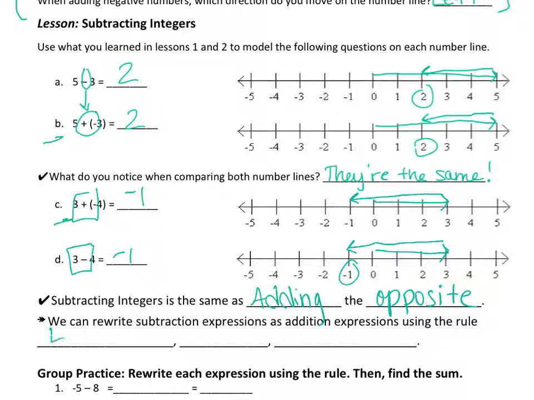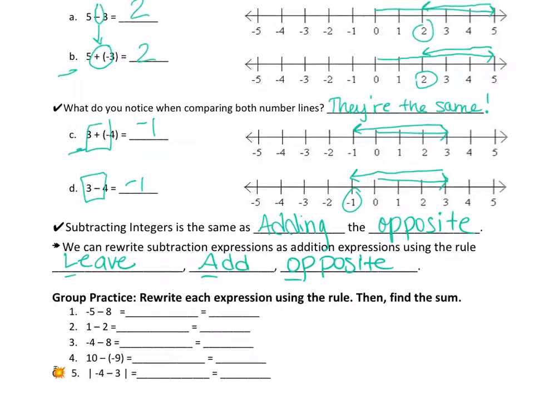It's called leave, add, opposite. Sometimes we call it LAO. So leave, add, opposite, which means you leave the first number alone, you change subtraction to addition, and then you take the opposite, or rewrite the opposite, of the second number.